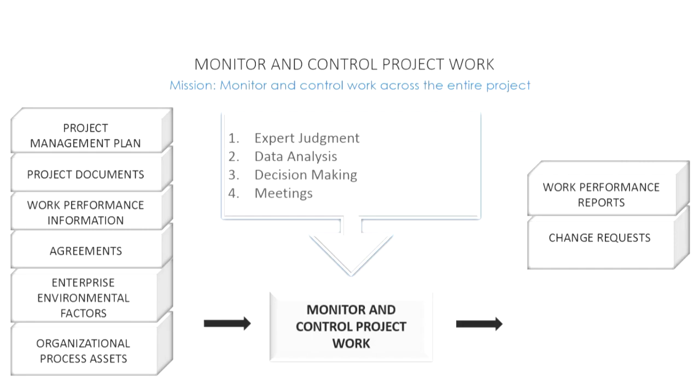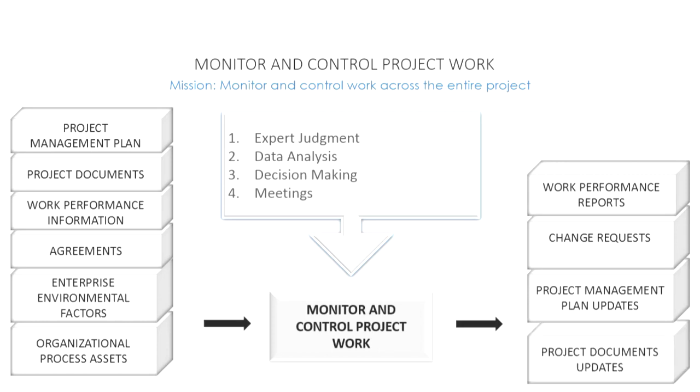The next output needs no introduction. It's change requests. So as you're carrying out this process, if there are any change requests, they need to be gleaned and passed through the right channel to the perform integrated change control process. The next outputs you know fairly well, project management plan updates. This refers to any updates to the project management plan, and we've got project documents updates.